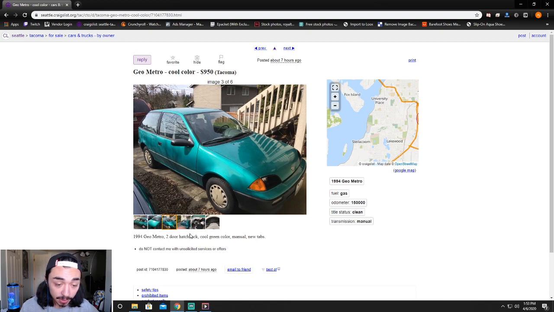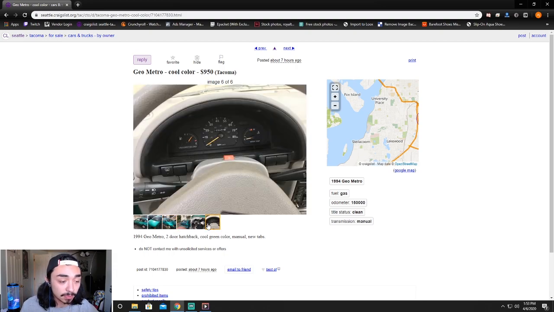This guy, according to the pictures anyway, has a 1994 Geo Metro 2-door hatchback, green in color, manual, with new tabs. New tabs don't matter in my state because you have to do the registration anyways once you buy it. Even if you had brand new tabs, you have to pay for new ones anyway.